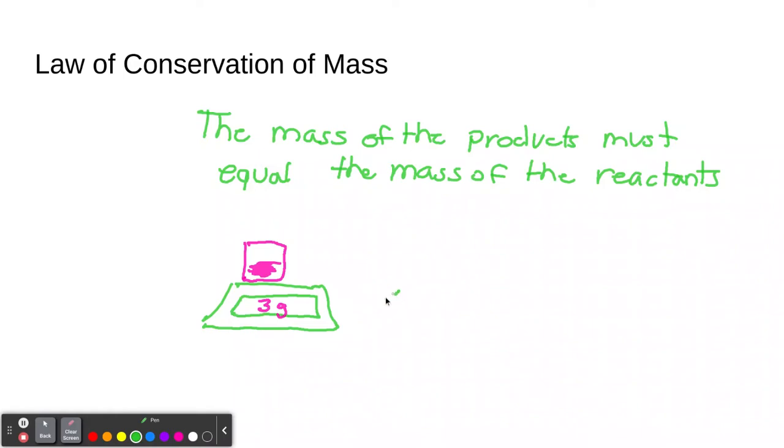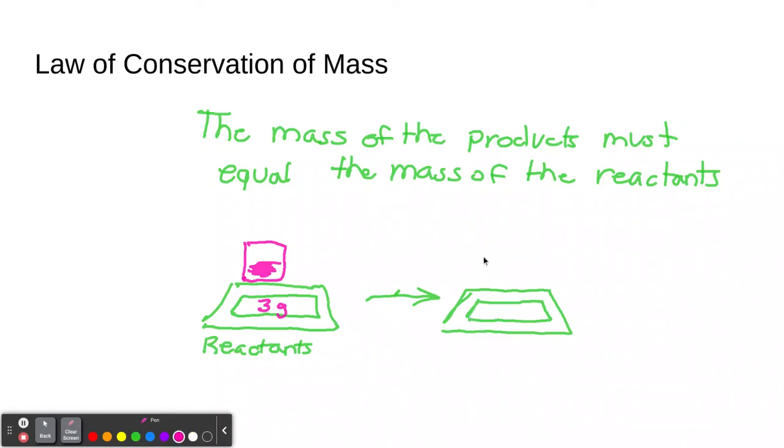So when we yielded the products, these are the reactants, we measured the reactants and we got 3 grams. And when we measure the products afterwards, who knows, maybe it has a different color, right? Now what should it weigh? 3 grams, right? That's the mass, it should be the same.